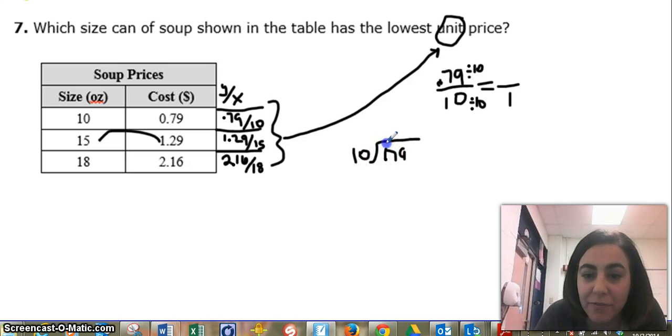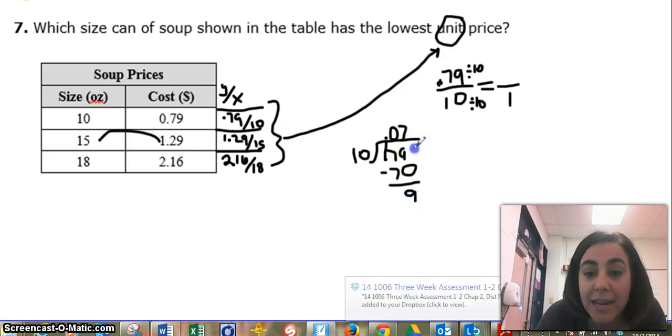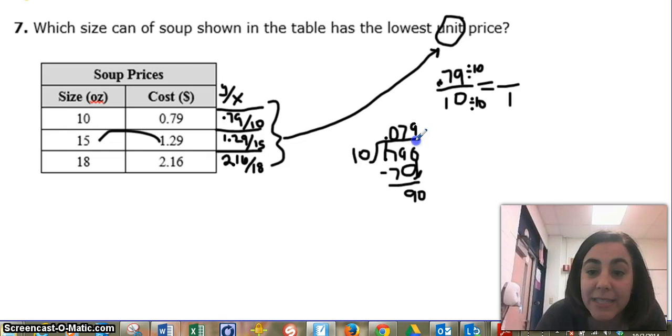Okay, hopefully you have that divided for me. You'd bring the decimals straight up. 10 obviously doesn't go into 7, so I'm going to put a 0 right here. 10 does go into 79, and it goes in 7 times, and 7 times 10 is 70. I'm going to subtract. The difference between 79 and 70 is 9. I'm going to add another 0 and bring it straight down. I'm going to have 90 here, and I ask myself, how many times does 10 go into 90? It's going to go in 9 times exactly. 9 times 10 is 90. Subtract, and I have no remainder.